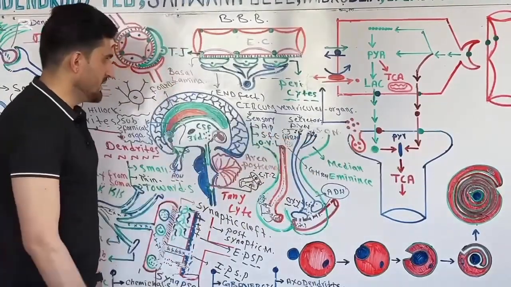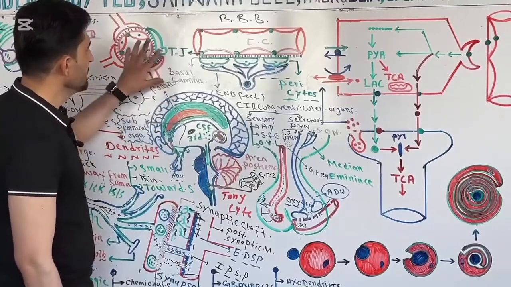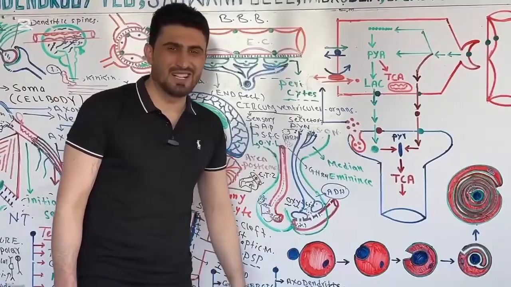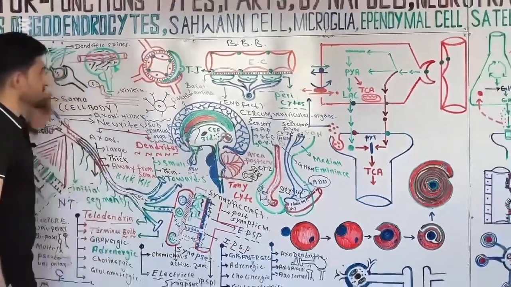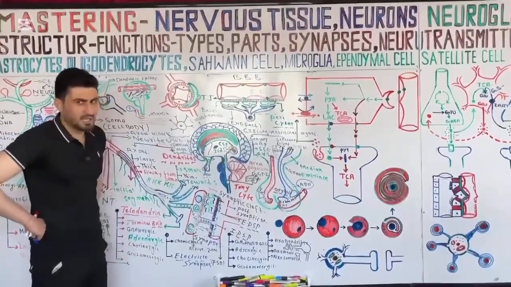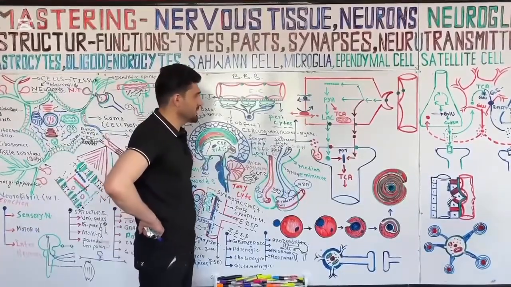So this was a little bit of repetition about the areas called circumventricular organs. This was one function of the astrocyte, its role in the blood-brain barrier.